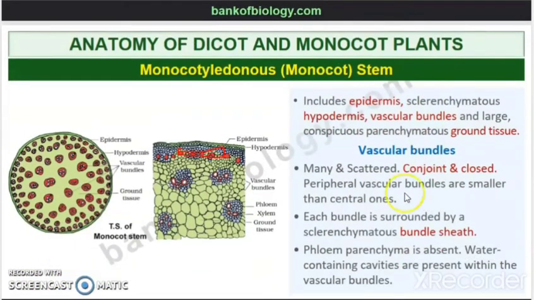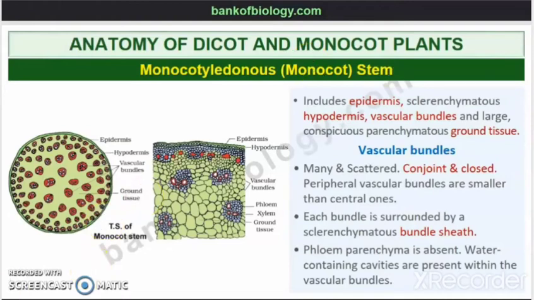If you take the case of this monocotyledonous stem, we can say that it includes the epidermis, the sclerenchymatous hypodermis, vascular bundles, and large conspicuous parenchymatous ground tissue. So all these are present as such in the dicot stem. The only difference is many and scattered conjoint and closed vascular bundles; peripheral vascular bundles are smaller than the central ones, right?